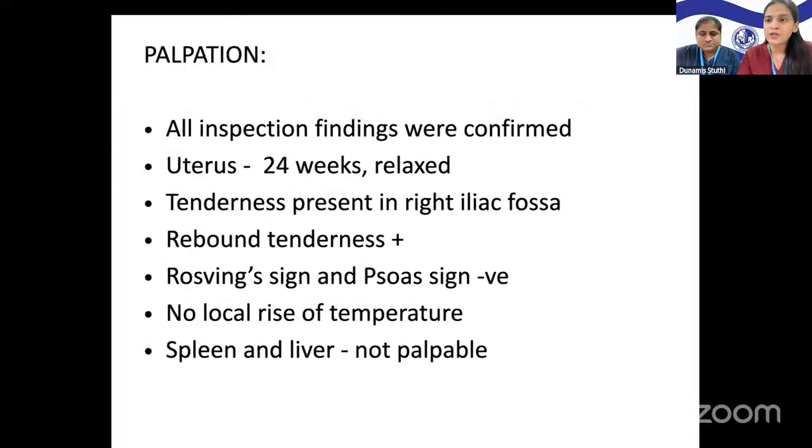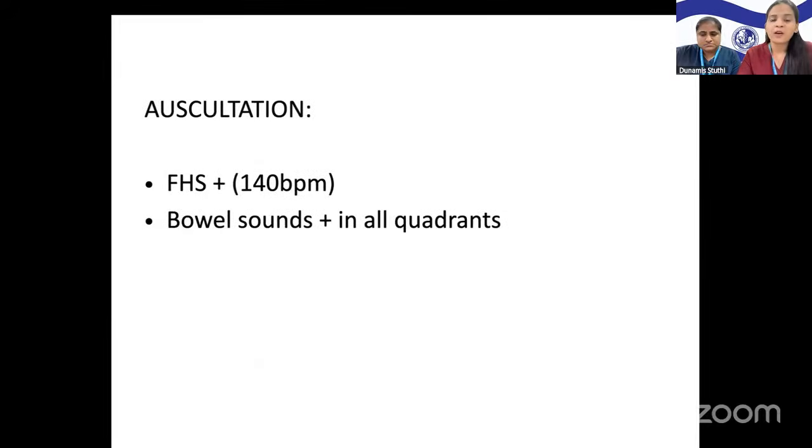On palpation, all the inspectory findings were confirmed. Uterus 24 weeks, relaxed. Tenderness present in the right iliac fossa, rebound tenderness was present. Rovsing sign and psoas sign were negative. No local rise of temperature, spleen and liver not palpable. On auscultation, fetal heart sounds were perceived, 140 beats per minute.